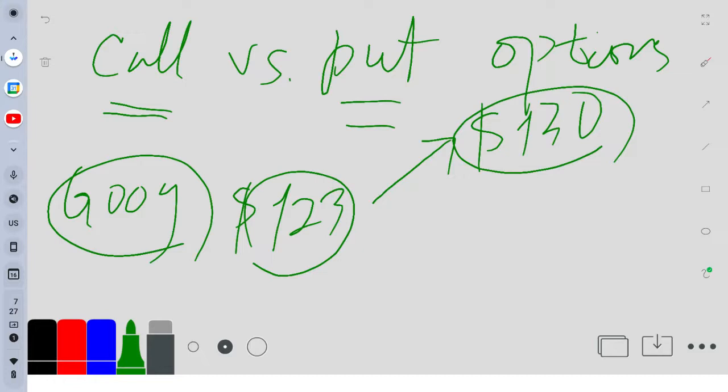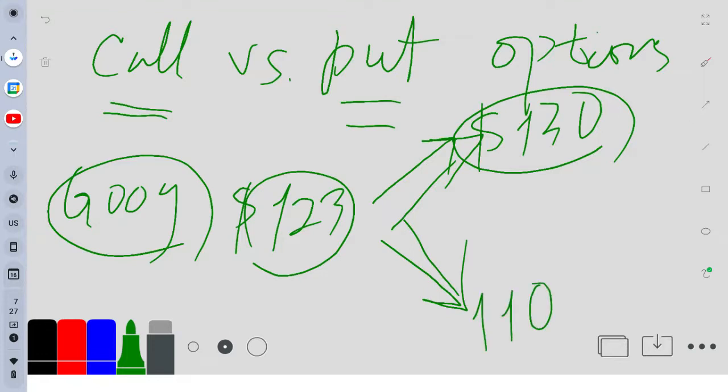However, you don't know. It looks like the price is pretty much going to go up, but who knows? The price is always fluctuating every day. It may actually not go up, but go down to something like 110, right?